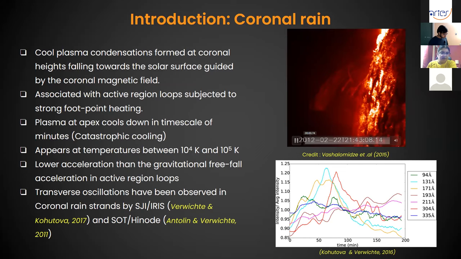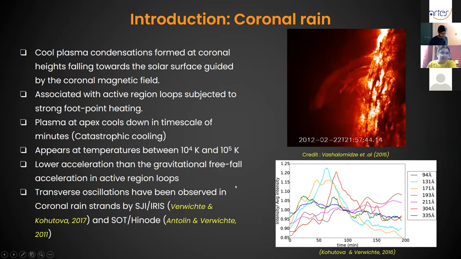So these are some particular properties of coronal rain. The main aim of my work is associated with transverse oscillations. These transverse oscillations have been observed in many publications and in research. These coronal rain strands have been seen oscillating in IRIS SJI movies and in analysis of SOT Hinode movies.